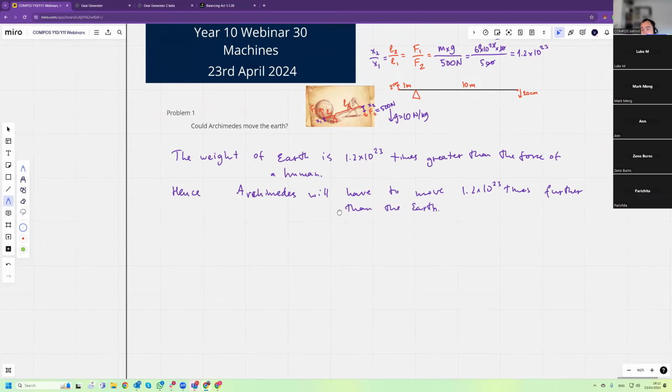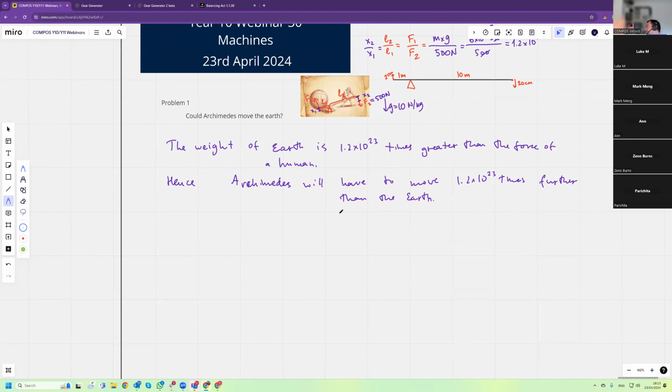So then let's define what it means to move the Earth. What does it actually mean? I would say at least a meter. If you move the Earth by 1 meter, that's reasonable. Okay, maybe 1,000 times less, that doesn't really make a difference. Well, okay, let's take 1 meter.